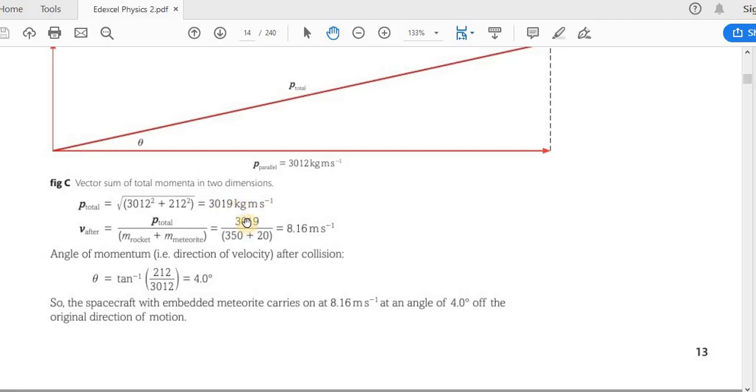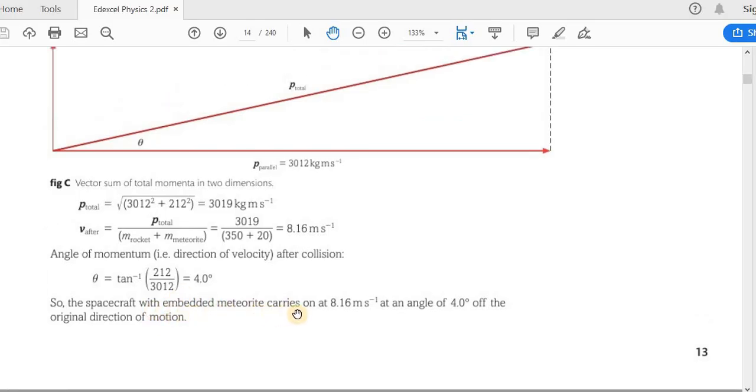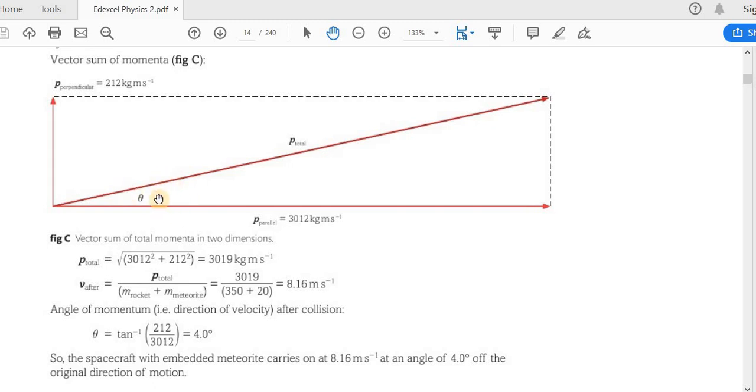Now total momentum before equals total momentum after. So we can use 3019 here for total momentum after impact. Then the mass of the rocket plus the mass of the meteor, 350 plus 20, which is 370. You get 8.16, and already we found the direction. So the spacecraft with embedded meteorite carries on at 8.16 meters per second at an angle of 4 degrees off the original direction of motion, because this was the original direction of motion of the rocket. After the meteor collides with it, it moves in that direction with the meteor together.